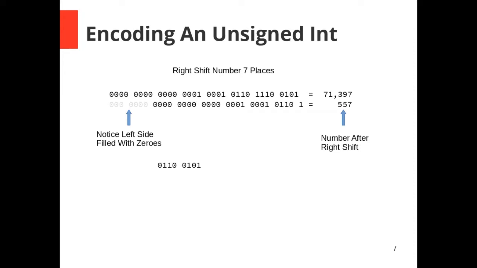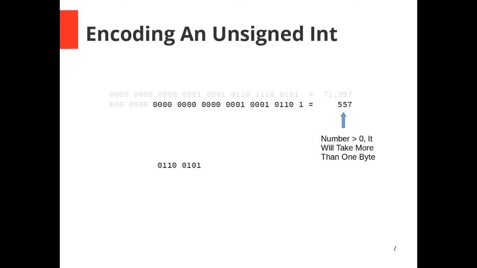If your programming language has unsigned integers, this is probably done by a logical right shift. The bits at the right side will just fall off the table and then be filled in on the left with zeros. After right shifting, the number is now 557. And this number is greater than 0, so that means that it will take more than 1 byte to encode this number.